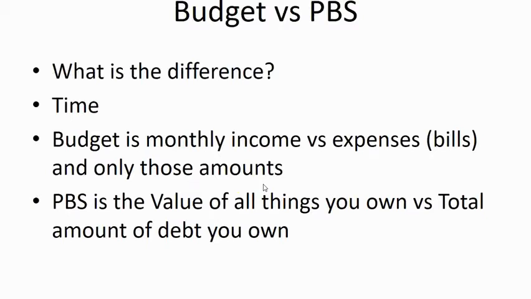So as we compare the two, a budget compared to a personal balance sheet, what is the big difference? It's time. Your budget is a monthly paycheck versus bills, or income versus expenses kind of document, and you're only concentrating on those amounts. Your personal balance sheet is the value of all the things that you own as compared to the total amount you still owe on those. So both financial documents, budget and personal balance sheet: one of them monthly, paycheck compared to bills, budget. The other one, total things you own compared to total amount of debt owed.